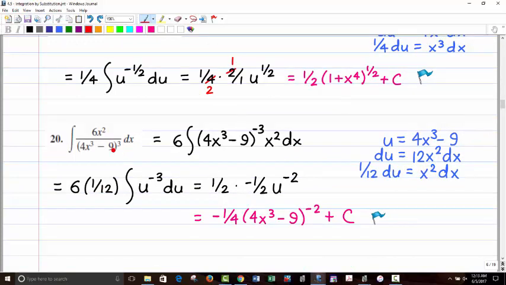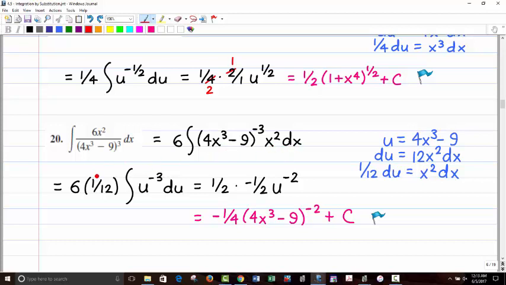Let's look at the next one, and this one you have to bring it up and make it a negative exponent. That's the only thing you have to worry about here. I brought the 6 to the outside. I can do that. The x squared has to stay. Let u be on the inside. Derivative of that's 12x squared. So I divide both sides by 12 to make that 1/12 du equals x squared dx. So this will be 1/12 du.